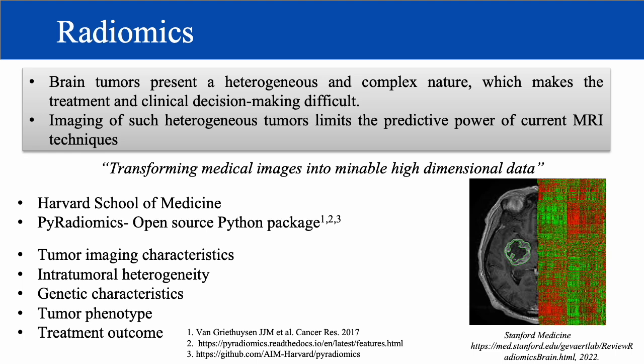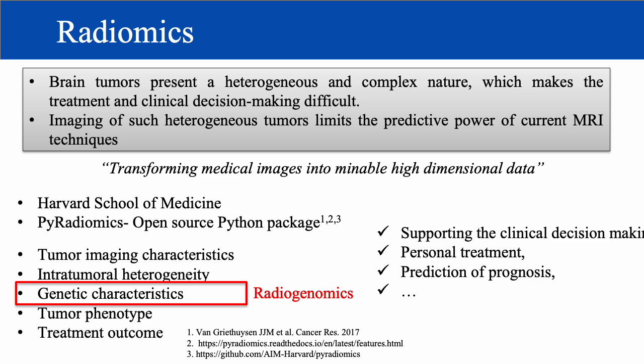The improvements in the computational power of image analysis techniques have led to transforming medical images into mineable and high-dimensional data. The main idea is to link these quantitative features to tumor imaging characteristics, intertumoral heterogeneity, genetic characteristics, which is called radiogenomics, tumor phenotype, and treatment outcome, to support clinical decision-making, personal treatment, prediction of prognosis, and so on. Radiomics is an open source Python package that was proposed by Harvard School of Medicine.